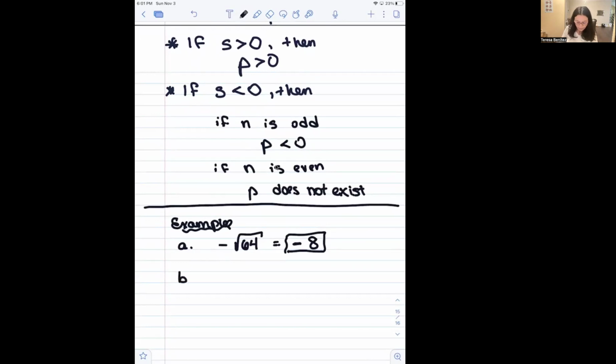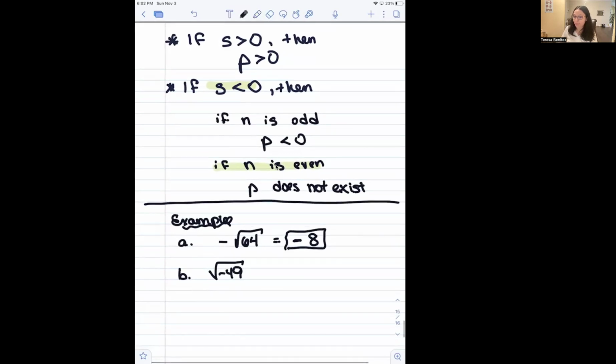For B, I'm looking for the square root of negative 49, which is this case over here. Notice that I have the value inside of my radical is negative, and then N is even. So we do know that no number multiplied by itself will give me negative 49.